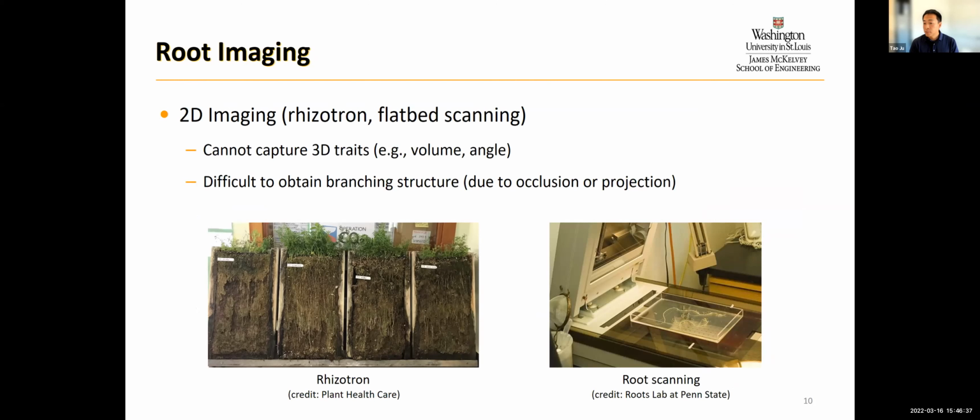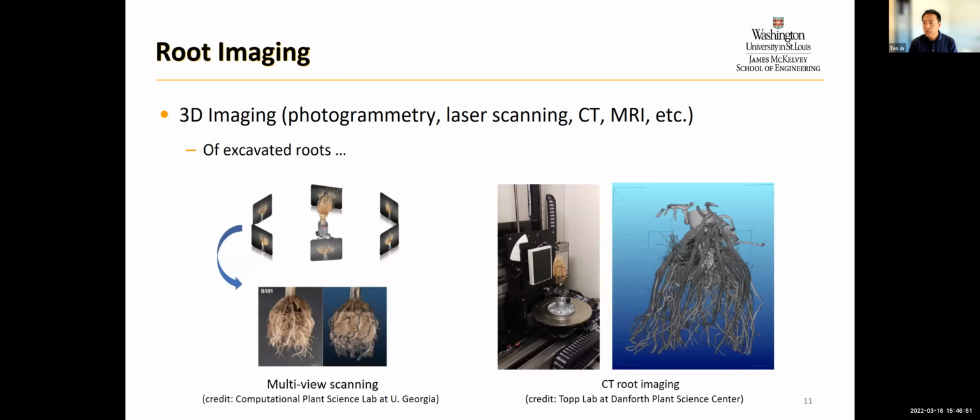And it's very hard to obtain a hierarchy of roots from this 2D imaging, because roots will be hiding behind other roots or hiding behind the soil. So a much better way, or the best way, to obtain the full 3D information is to do 3D imaging. And there are a variety of modalities and ways you can image roots in 3D. If you have excavated roots, so roots dug up from the ground and cleaned, you can image them using multi-view scanning or using a CT device like the one shown on the right-hand side.